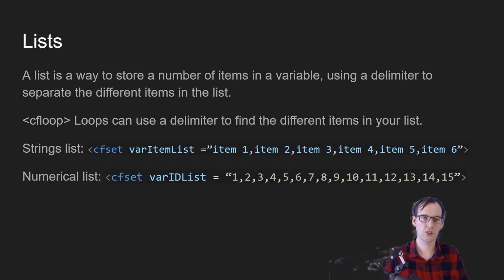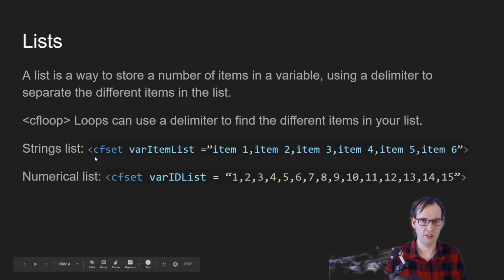So a list is a way to store a number of items in a variable, using a delimiter to separate the different items in the list. And this delimiter can be anything really. It could be a space, it could be a comma, it should be a double colon, or well, anything really. It could be an exclamation mark. If you don't use an exclamation mark in your items, then of course.